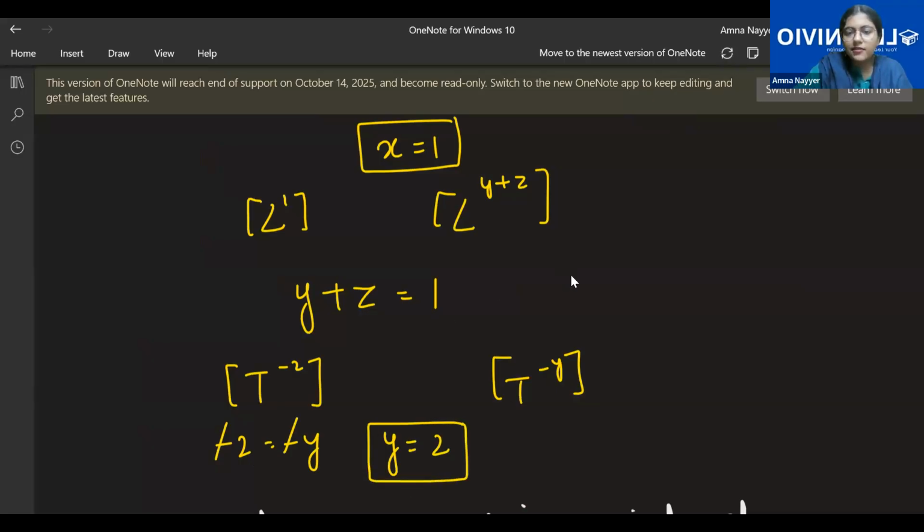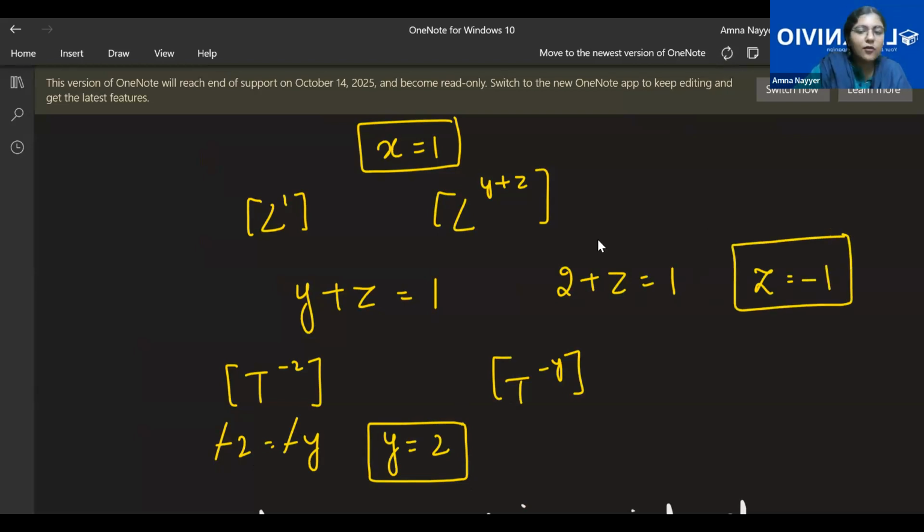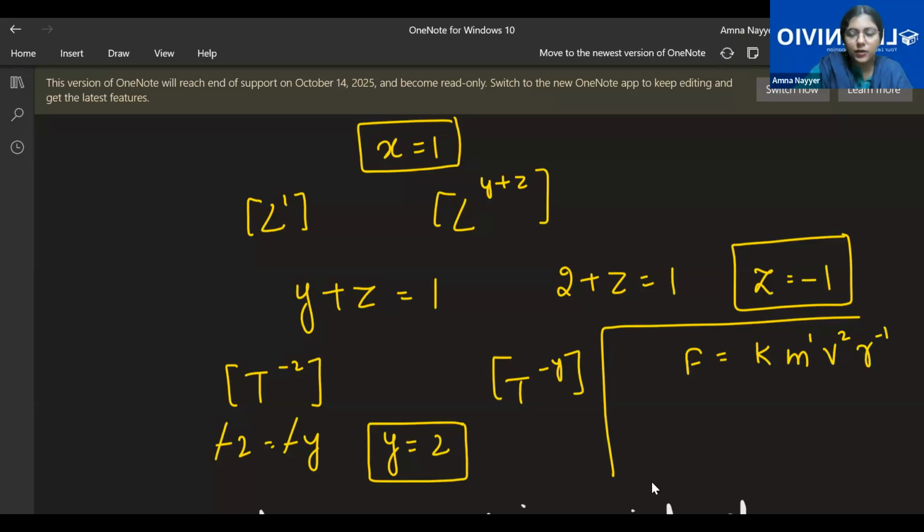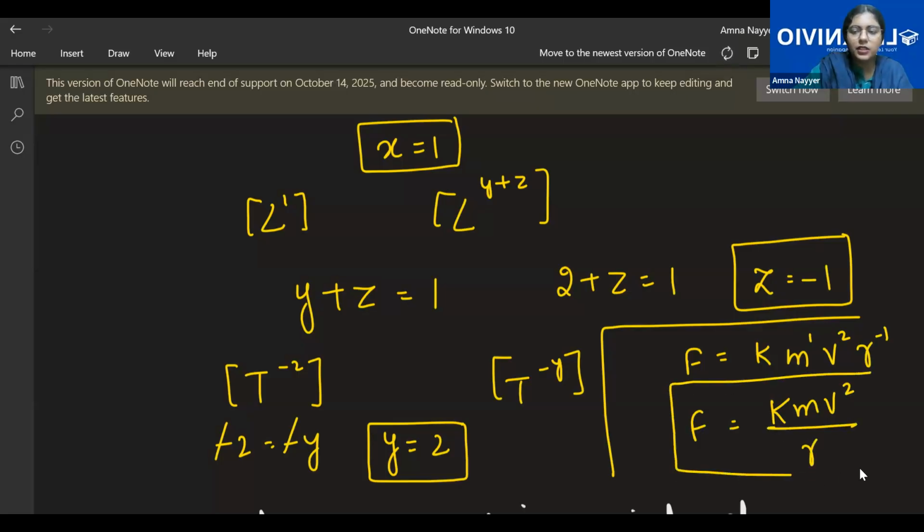Now let's put it here. If Y is equal to 2, then since Y plus Z is equal to 1, Z should be equal to 1 minus 2, that is minus 1. Now we have all three values of X, Y, Z. Let's put them in. F is equal to K, M to the power X. X is 1, so M to the power 1, V to the power Y, which is square, R to the power minus 1. So we can write our final formula as K M V square divided by R, so that the power becomes positive.